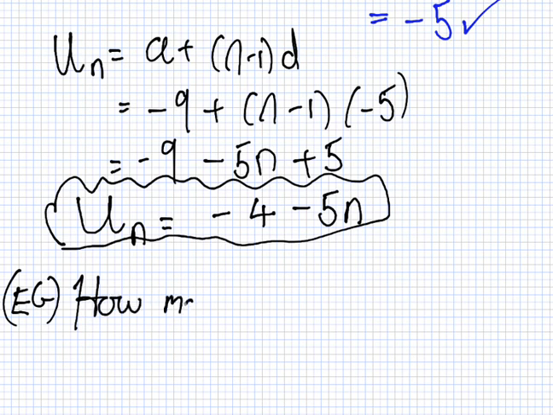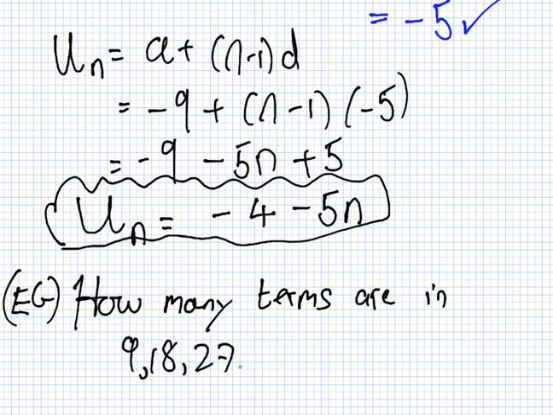How many terms are in 9, 18, 27, ..., 126? So I know there must be, of course, at least 4 terms because I can already see 4 of them.